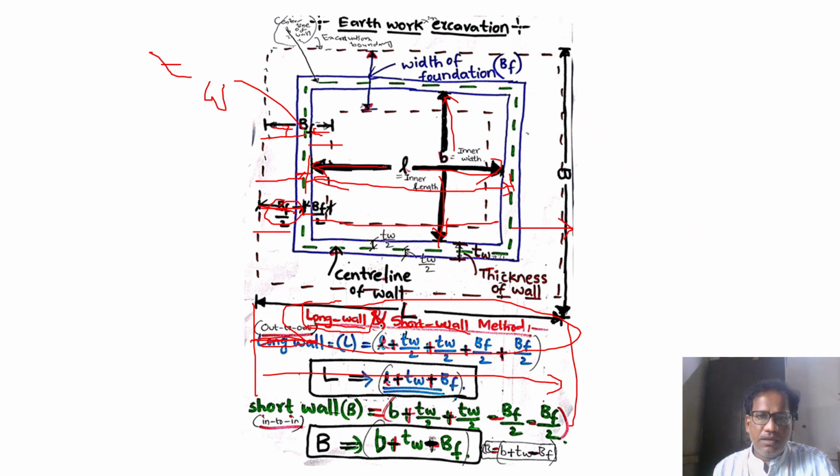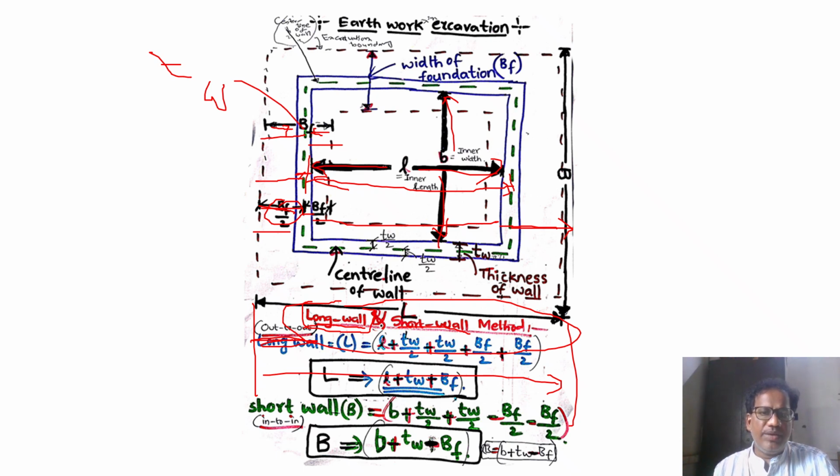Now again TW by 2 plus BF by 2. So here you see L plus TW by 2 plus TW by 2 plus BF by 2 plus BF by 2. So now we can write simply the out to out length for this excavation is undoubtedly L plus TW plus BF. So 1 by 2 plus 1 by 2 is 1. TW by 2 plus TW by 2 is TW. BF by 2 plus BF by 2 is BF.